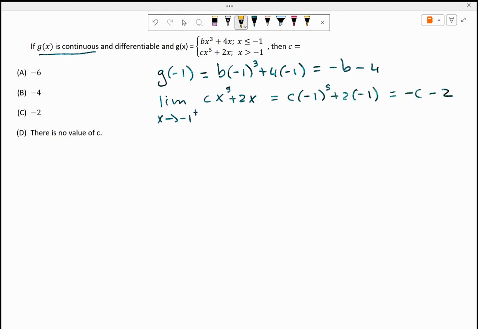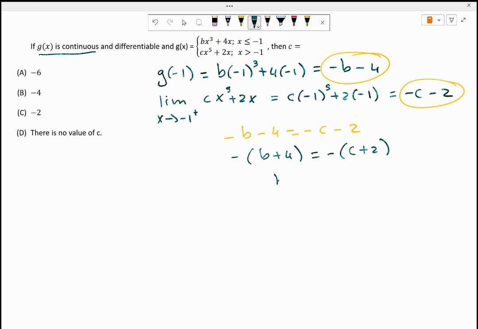Because of continuity, we know that negative b minus 4 is the same as negative c minus 2. Let's write it down. Negative b minus 4 is equal to negative c minus 2. I'll factor out a -1 from each side. So I have negative the quantity b plus 4 is equal to negative the quantity c plus 2. Divide each side by -1. So b plus 4 is equal to c plus 2.